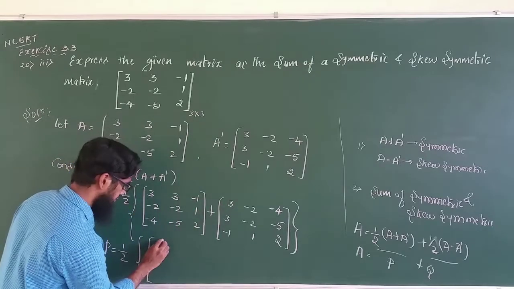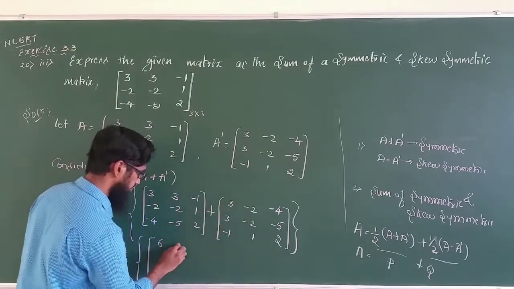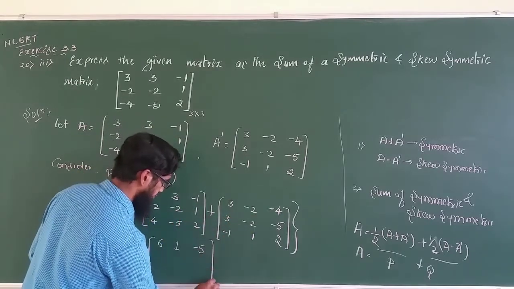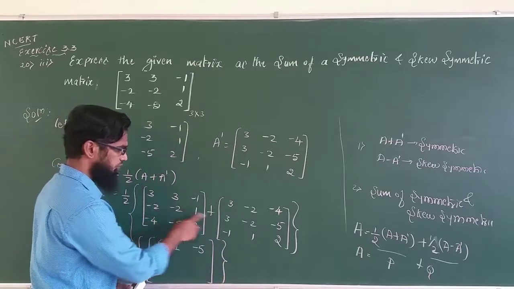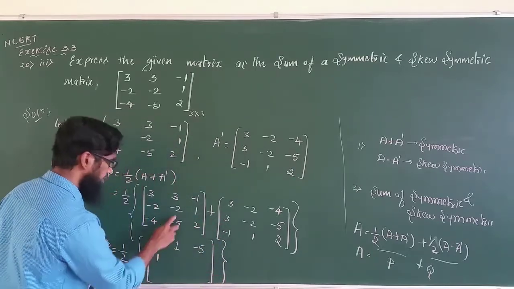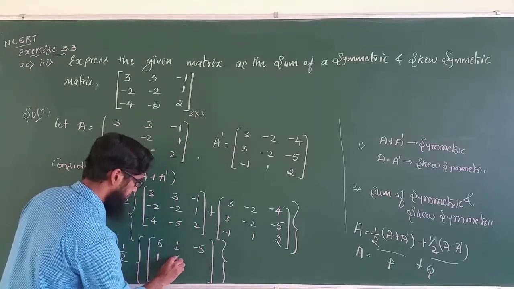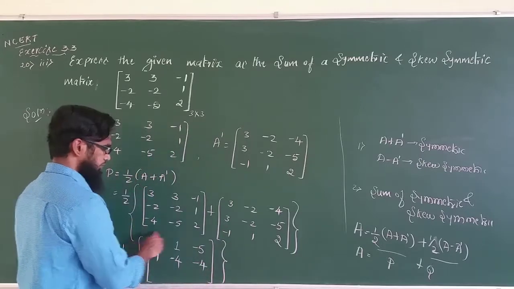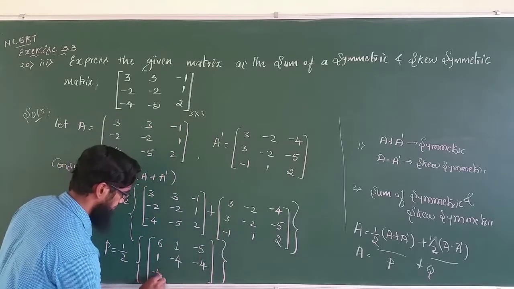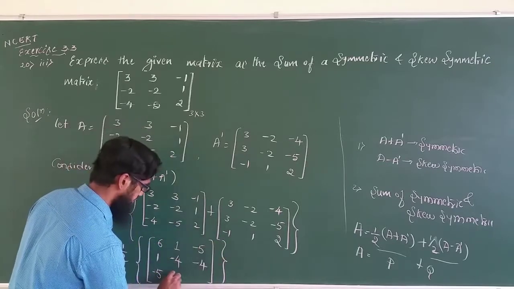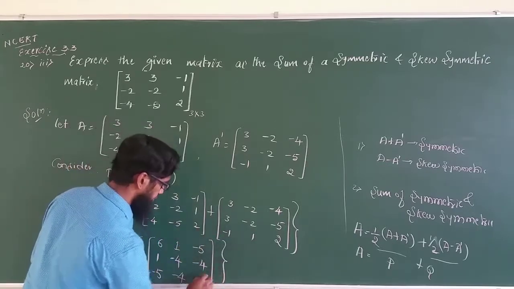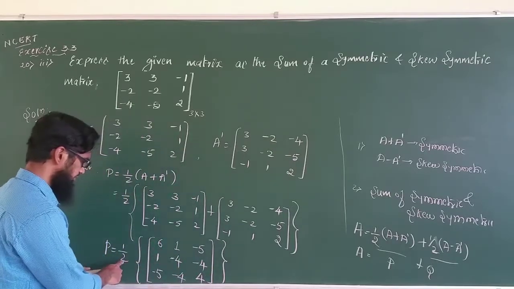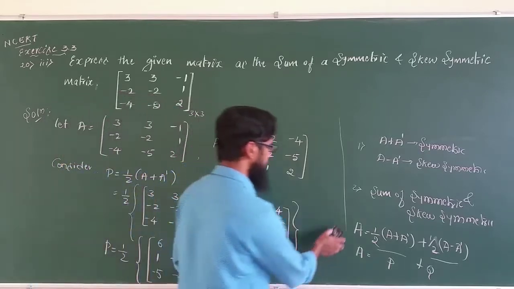3 plus 3 is 6, 3 plus minus 2 is 1, minus 1 minus 4 is minus 5. Minus 2 plus 3 is plus 1, minus 2 minus 2 is minus 4, plus 1 minus 5 is minus 4, minus 4 minus 1 is minus 5, minus 5 plus 1 is minus 4, and 2 plus 2 is 4. Okay, this is A plus A transpose. Again I'll simplify by multiplying half into all the elements here.